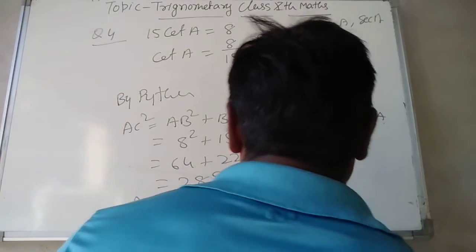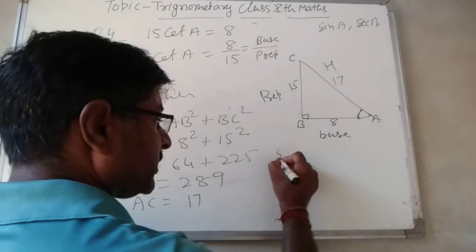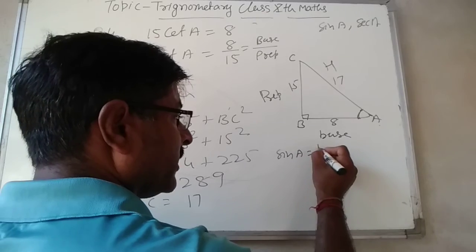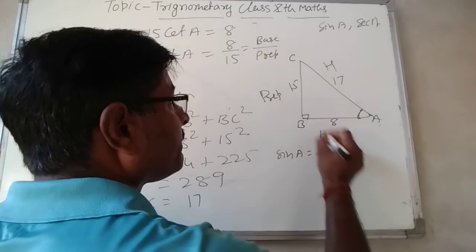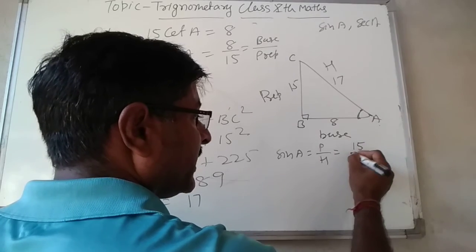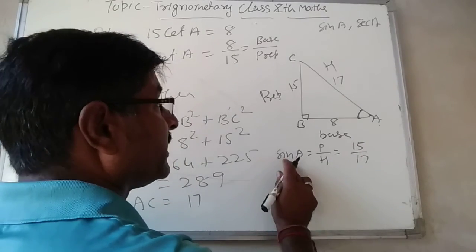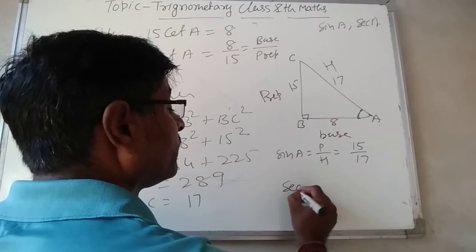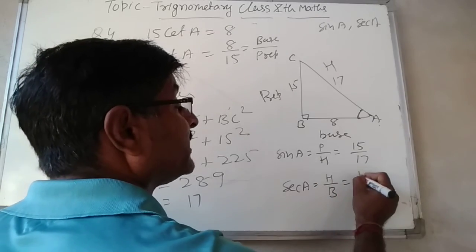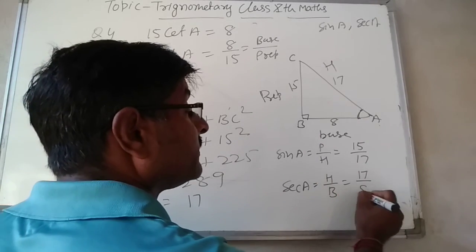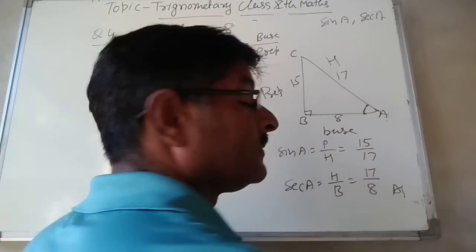Now he is asking, finally you can find the ratio. So sin A, you know, is P upon H. So perpendicular here is 15, H is 17. So this is the ratio for sin A. Secant is H upon B. So here H is 17 and base is 8. So this will be your answer. Thank you.